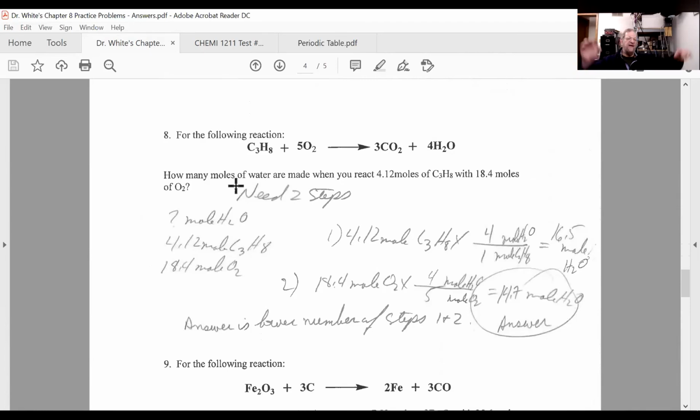Now, if we look at number 8, for the following reaction, and make sure when you're reading problems and you're figuring out what you are being asked to find, make sure you write down or know what units you're being asked your answer to be in here. How many moles of water are made when you react 4.12 moles of C3H8 with 18.4 moles of O2?